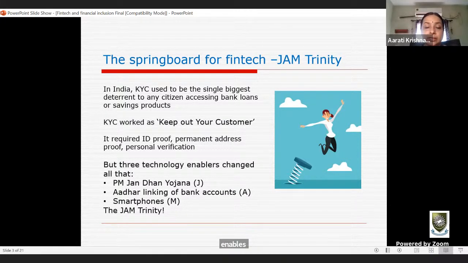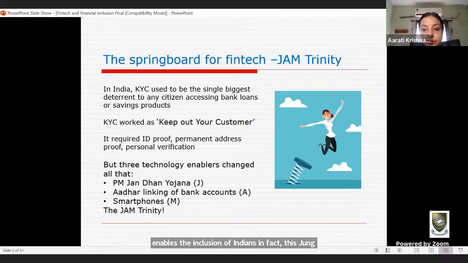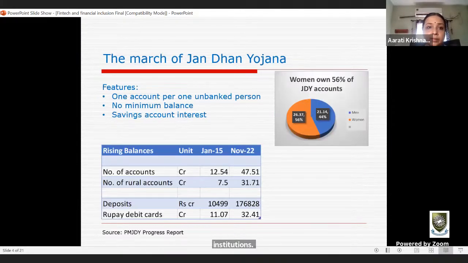In fact, these Jan Dhan accounts have attracted a lot of praise from global institutions like the World Bank, etc., who have lauded India for being able to roll out this basic banking for so many Indians, because our population is always such a challenge to surmount, right? So we've received a lot of accolades from these institutions for this Jan Dhan Yojana and this JAM trinity.